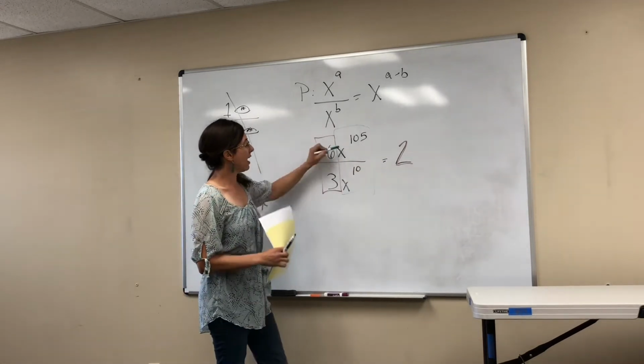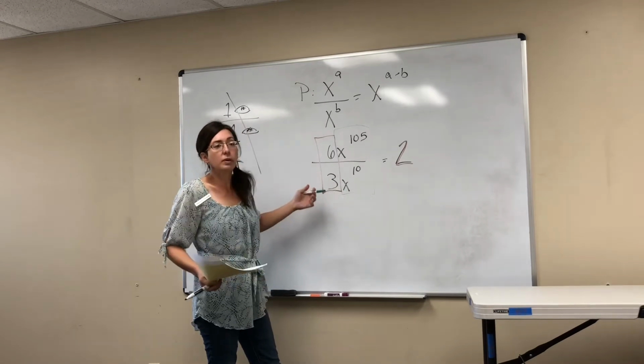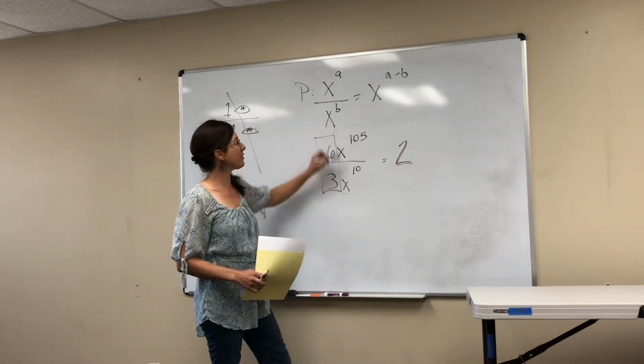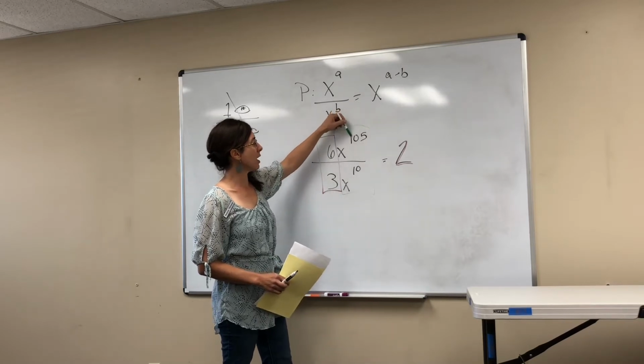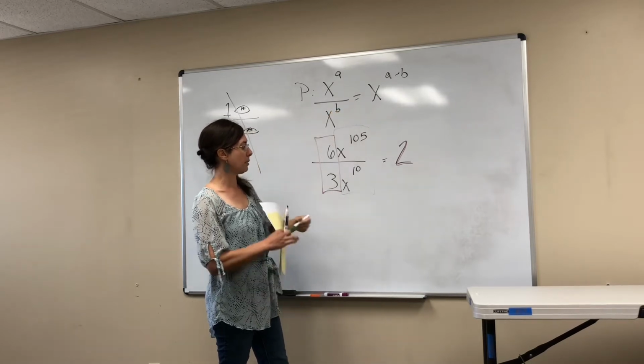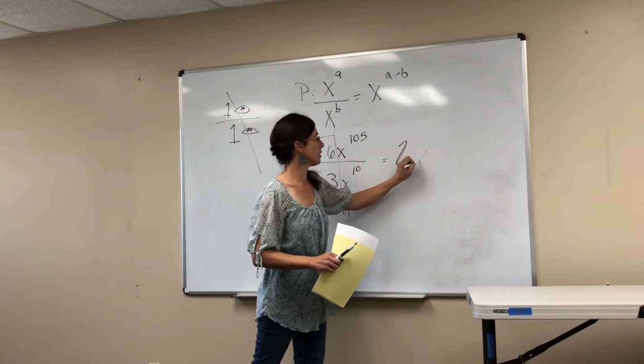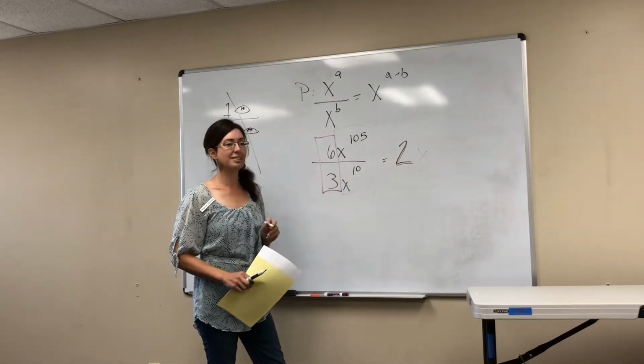Now, I have my variable family. Well, I don't know what it is, but I can still simplify it according to my rule of my top number minus my bottom number. So what are we left with?